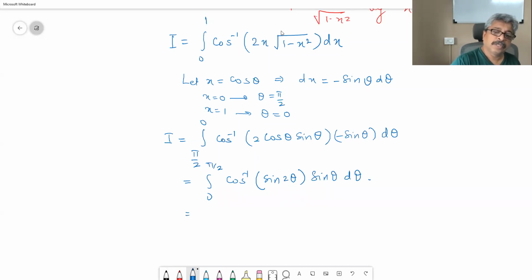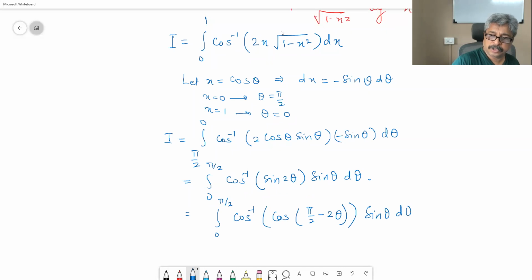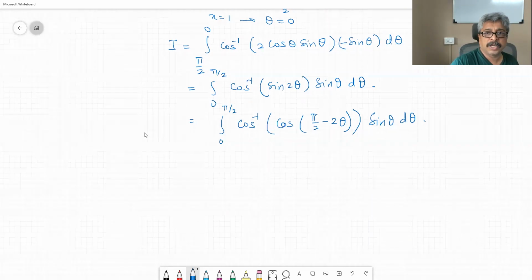Okay. Now, if it is cos inverse, then I have to have cos inside. Therefore, 0 to pi by 2 cos inverse. I will be tempted to write cos pi by 2 minus 2 theta sine theta d theta. Okay. Up to this point, I don't think we have done any error.